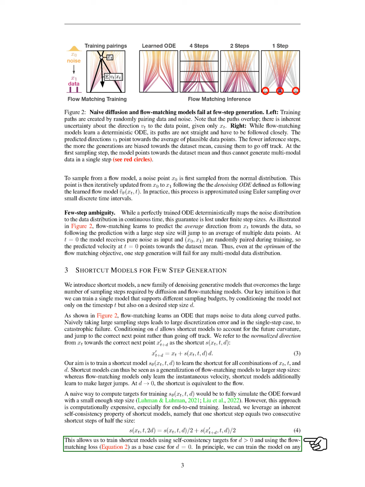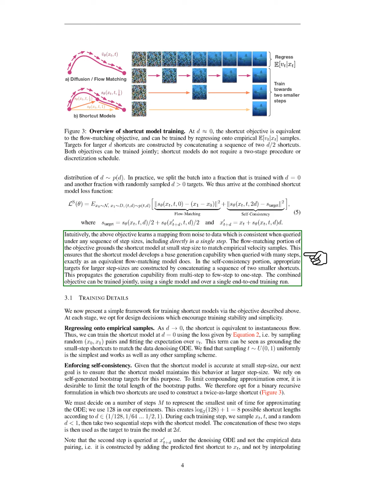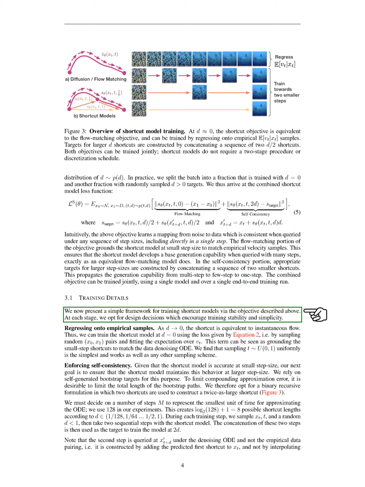We can train the model on any distribution of step sizes, but we typically divide our training data into two groups, one for small steps and another for larger, randomly sampled steps. This leads us to a combined loss function that ensures the model learns to generate data consistently across different step sizes. Next, we outline our training framework.